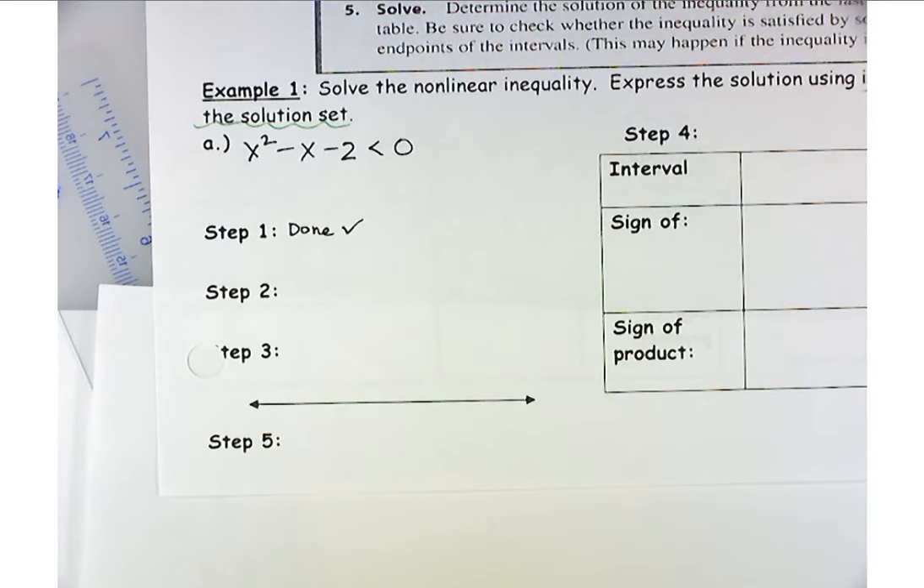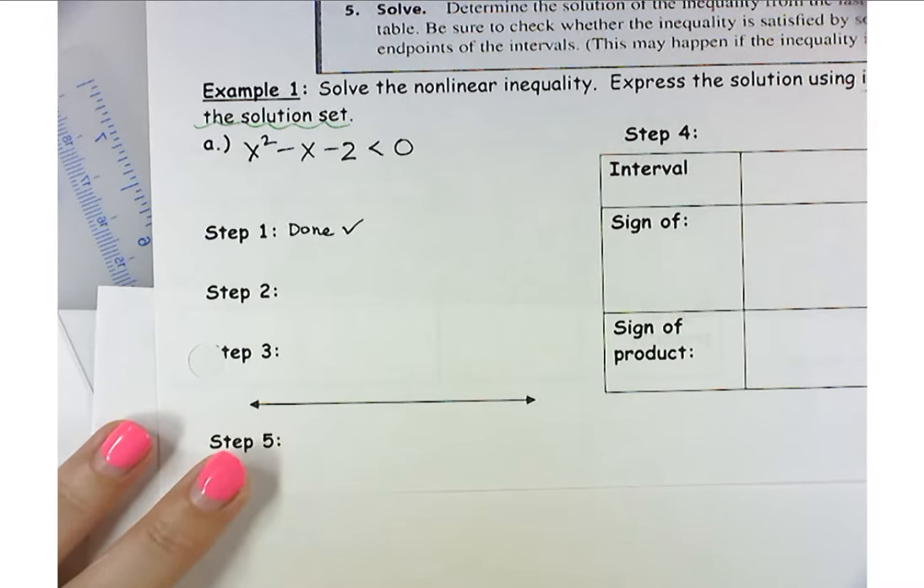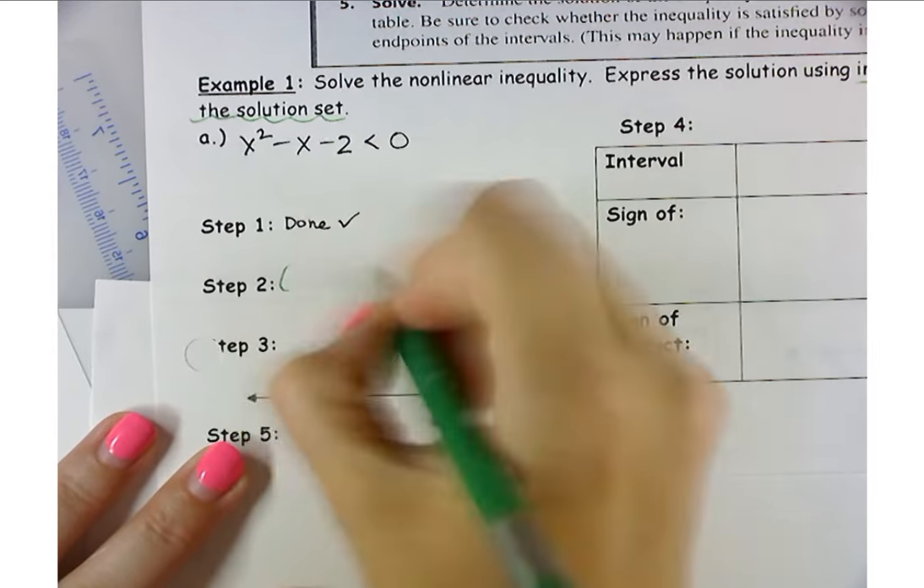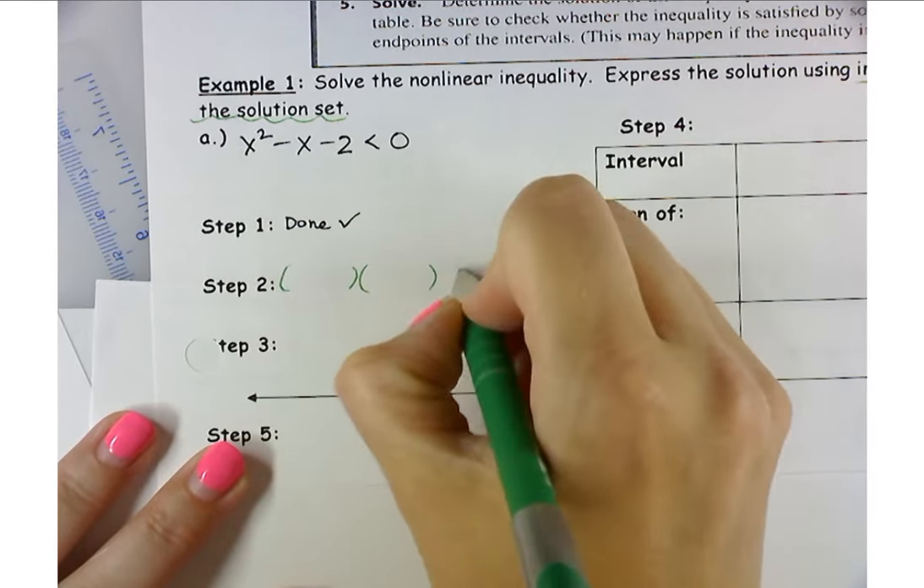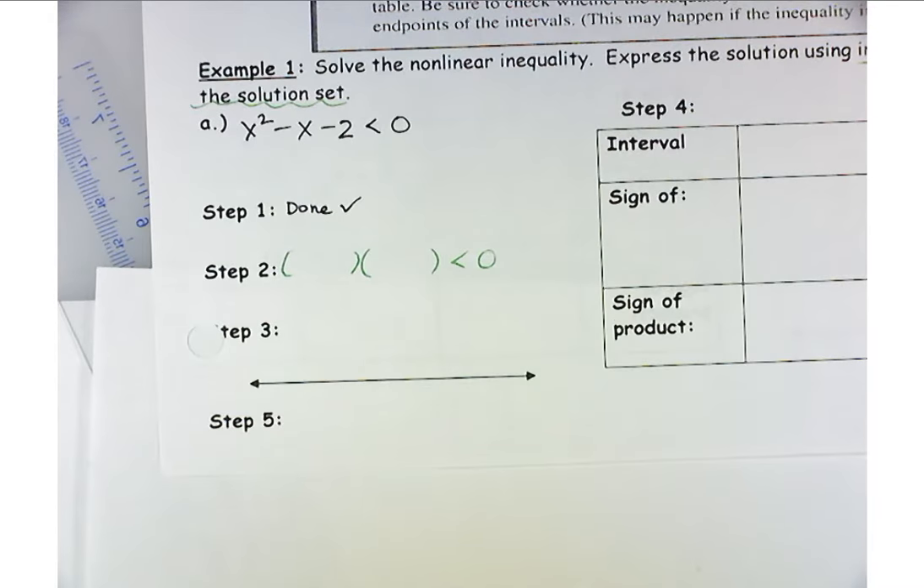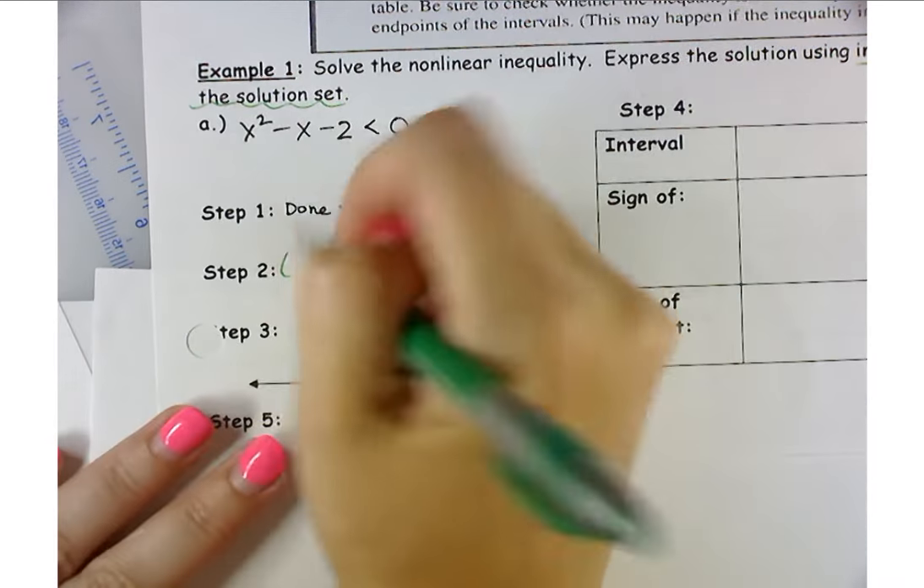Evan, after we move all terms to one side, what's my next step? We are going to factor. When you factor, you have x squared, so how am I going to start my parentheses? x and x. And then the two numbers, Will, tell me what the two numbers have to do.